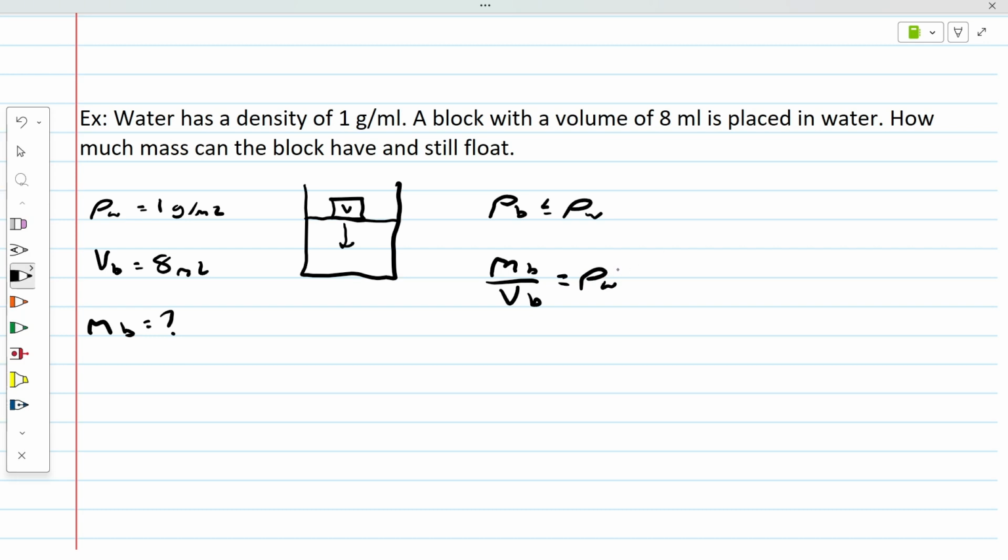And so now we can multiply the volume to the other side and get the mass of the block equals the density of the water times the volume of the block, and plug in our known variables: 1 gram per milliliter, and our volume is 8 milliliters. So the milliliters will cancel, and we get that the max mass of the block can be 8 grams before it starts sinking. Okay, so hopefully that was helpful.